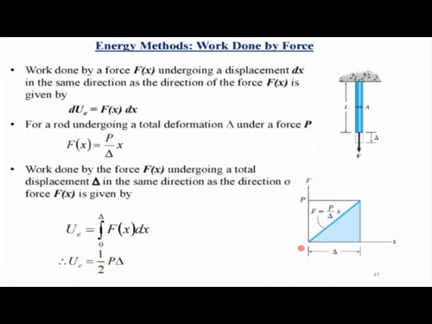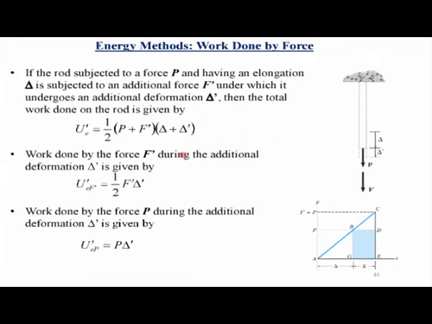So in other words, if you plot the deformation of the bar with respect to the force, you will see that the force is increasing from 0 to a final value of P for a final deformation of delta. So this straight line represents the load deformation relationship of the bar, and the external work done by this load P to deform this bar by an amount delta is given by the area of this triangle, which is half P times delta.